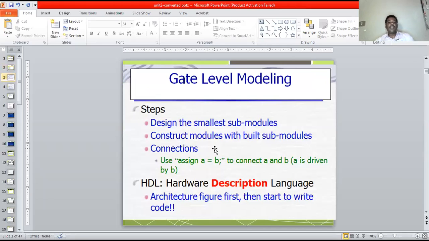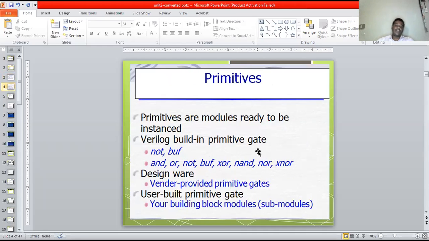First of all, what are the main steps we have to take care of in gate level modeling? The steps are: design the smallest submodules, construct the modules with the built submodules, and establish the connections between those submodules. These are the basic steps. By using these basic steps only, we are able to develop gate level modeling by using our Verilog HDL.